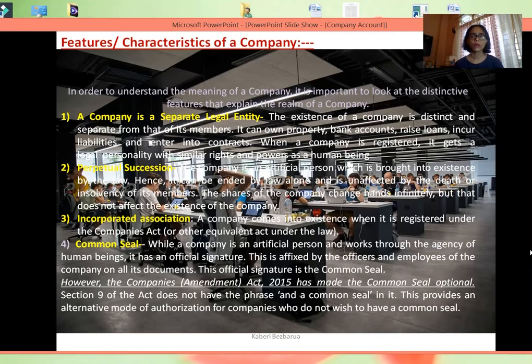Now, the company, as you have already learned, is a company which is incorporated under the Companies Act of 2013 or any other such law. But to be a company, it requires certain distinctive features or characteristics. Let us now first discuss what are those features or characteristics so that we can clearly understand what we mean when we say it's a company form of business. The first characteristic is it's a separate legal entity.